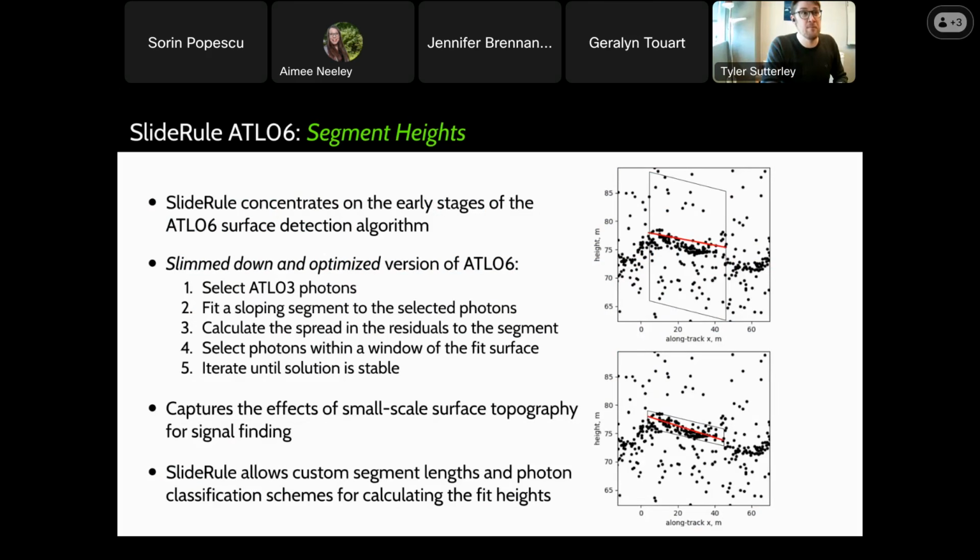And we have been able to add in additional photon classifiers so that you can select only ground photons or only canopy photons, or there are these new photon algorithms that Soren mentioned, like YAPC, so that you can tailor how you select your photons in order to get the best fit for your science application. This works very, very well at capturing the effects of small-scale surface topography, and enabling the different photon classification schemes means that you can get ground photons in the presence of heavy canopy for forests.